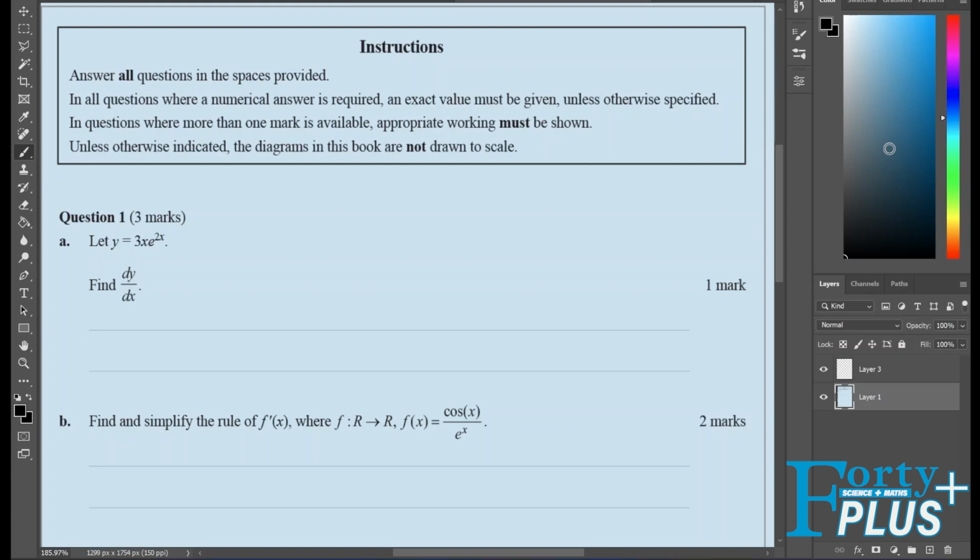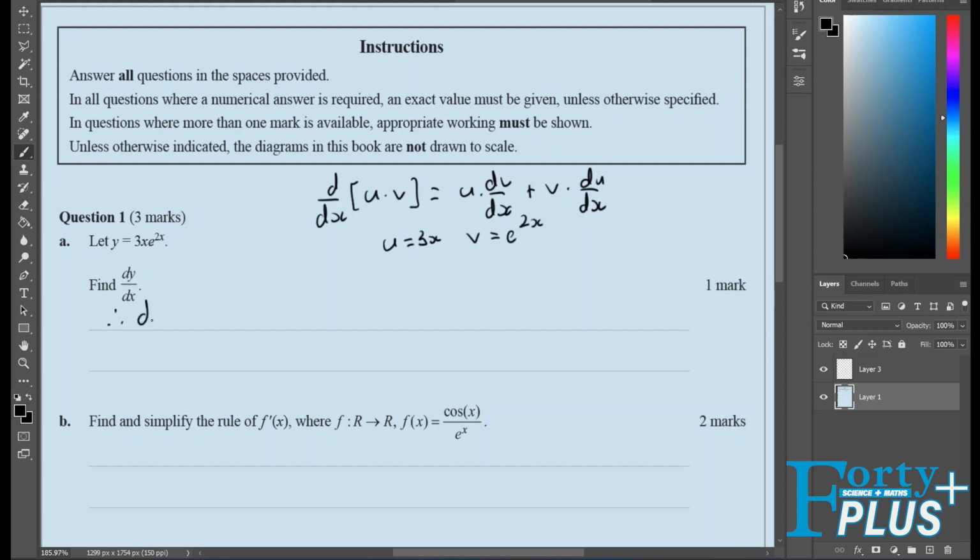So question 1 asks us to find dy/dx when y equals 3x times e to the 2x. So we're dealing with the product rule here, which states that the derivative of u times v is u times dv/dx plus v times du/dx. So in this scenario, u equals 3x and v equals e to the 2x.